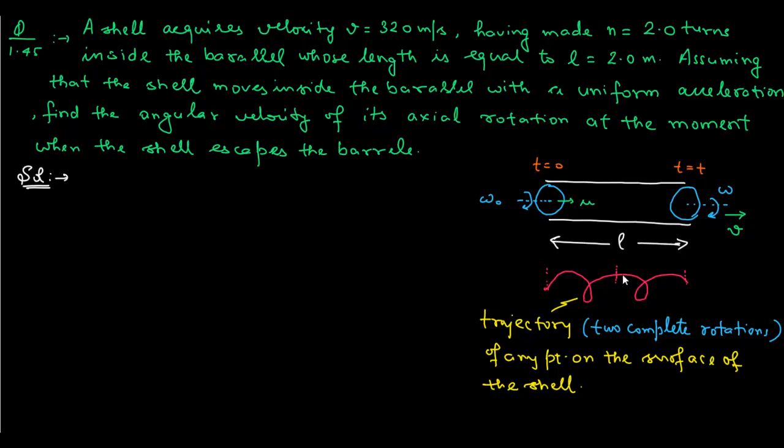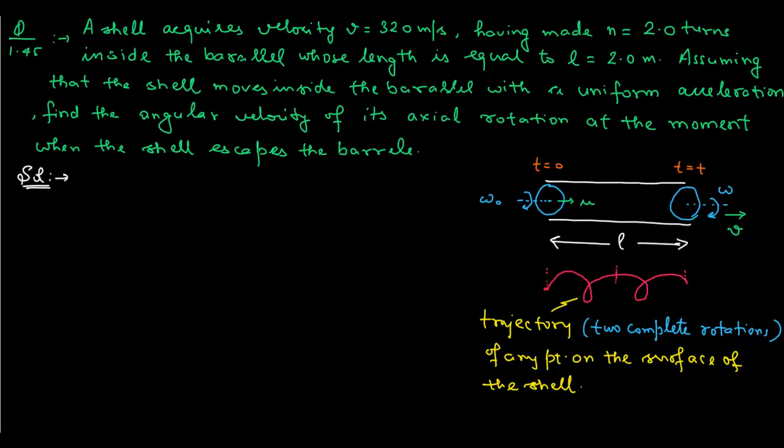So I have shown the trajectory of a point on the surface of the shell. You can take any point on the surface of the shell, and from here I have shown that it has completed 2 rotations. From here to here you can see it is 1 rotation, from here to here it is another rotation. So the shell has made a total of 2 complete rotations while moving from the starting point of the barrel to the end point, and I have assumed that in doing so it takes time t. Clear? So we have to find the angular velocity that it will achieve at the moment when the shell escapes the barrel.